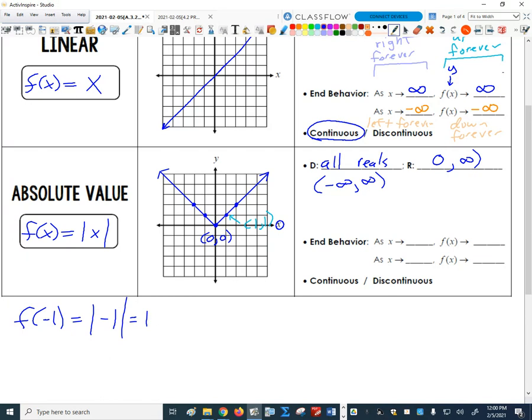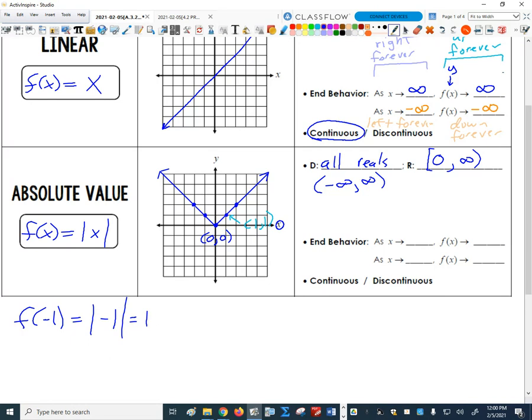Am I going to put parentheses or brackets around that 0? A bracket. Yeah, a bracket. Very good, because it does include 0, doesn't it? Right? So we need brackets there. Okay? Good job. Okay, end behavior. Let's look at the end behavior on this.